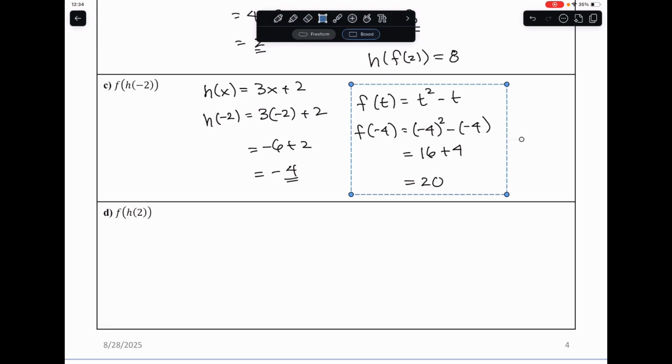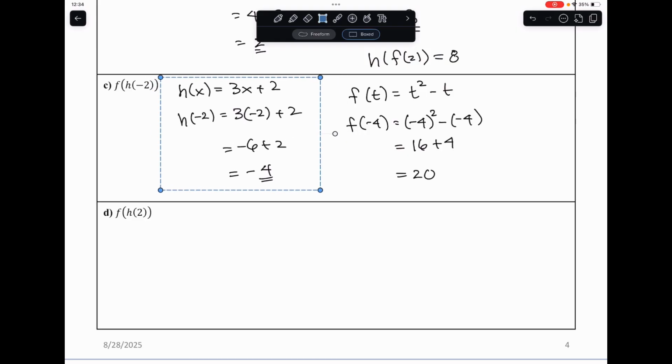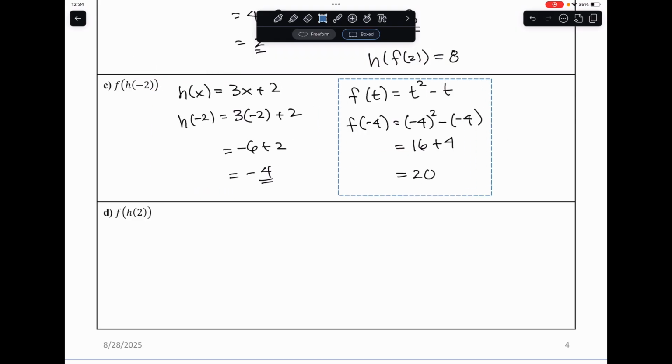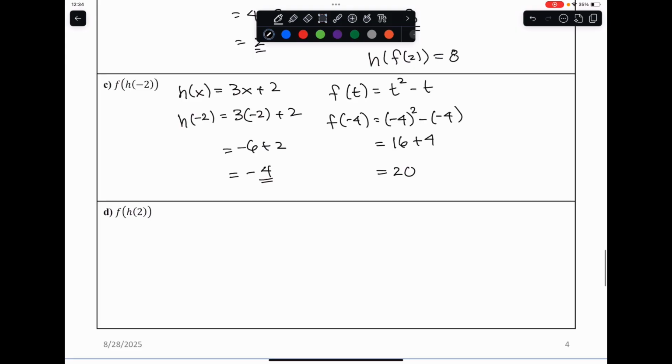So our answer is positive 20. Let me move this a little bit over. The same thing with this. Let me just move this a little bit over so I can write my answer over here on the bottom right hand corner. So f of h of negative 2 equals 20.